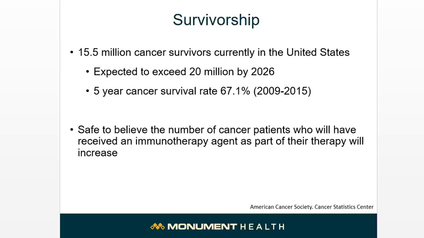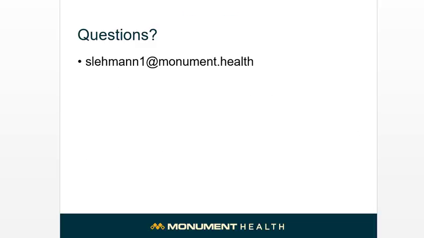Again, the importance of this talk is that there are currently 15.5 million cancer survivors in the United States, and that number is expected to exceed 20 million by the year 2026. And it's safe to believe that the number of cancer patients who will have received an immunotherapy agent as part of their therapy will also increase. So we need to make sure that we are aware of these reactions and how to manage them.